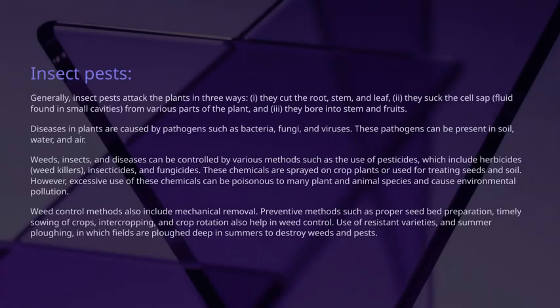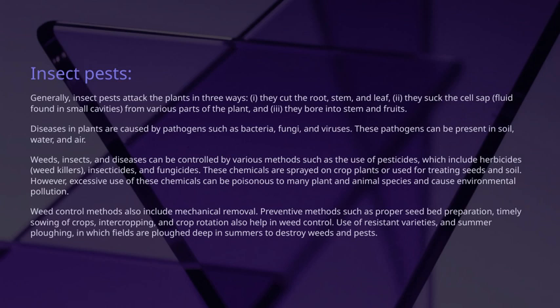Insect pests attack plants in several ways, and understanding these can help us better manage their impact. First, some pests cut into the roots, stems, or leaves, causing physical damage that can weaken the plant. Second, there are pests that suck the cell sap. Think of this as draining the plant's fluids from small cavities. This weakens the plant further and can transmit diseases. Third, some insects bore into stems and fruits, causing internal damage that's often harder to detect but equally harmful.